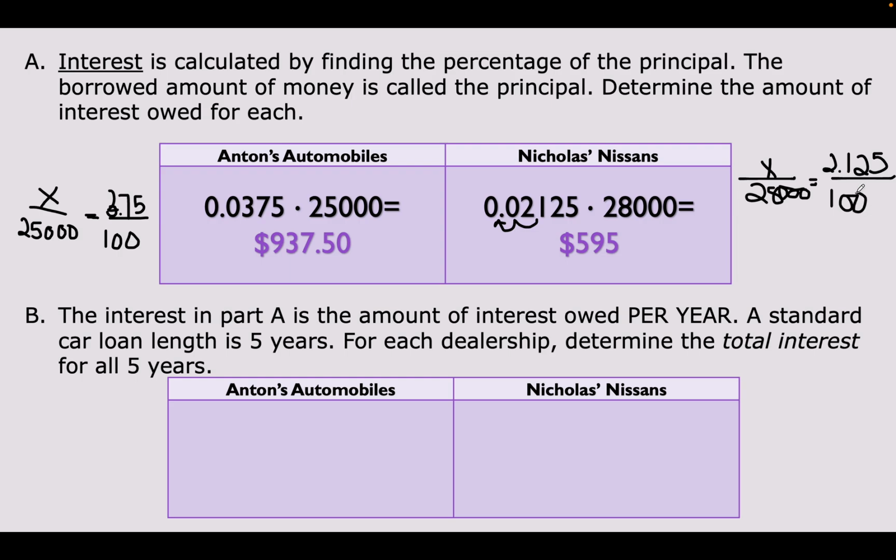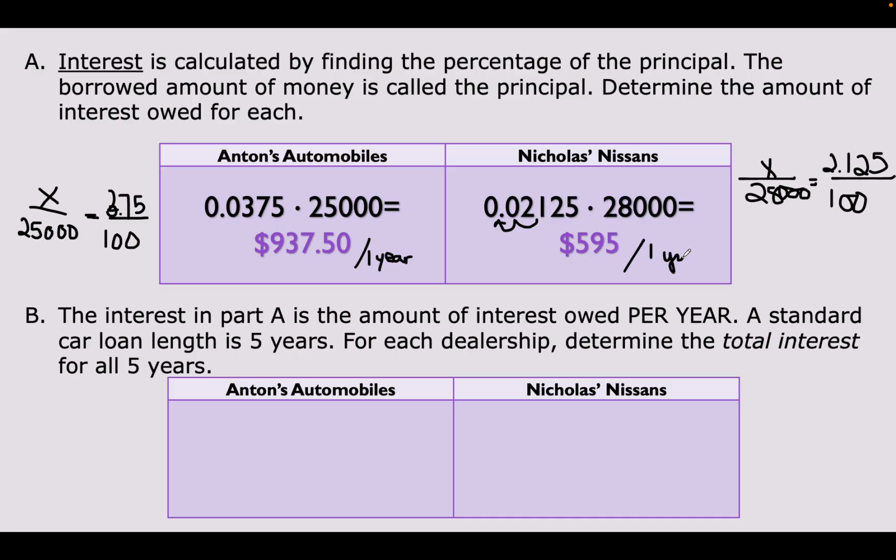Now, what's most important is we need to understand that this is the amount of interest per 1 year. And oftentimes when we buy a car, it's going to take us 5 years to pay that amount back. We're not just going to pay it all back in 1 year. Most people can't afford to do that. So what that means is, if it's $937.50 for only 1 year and it's taking us 5 years to pay it back, we need to figure out how much total interest we will owe the bank after those 5 years. And we will do that by multiplying these two answers by 5, since these are each for 1 year.